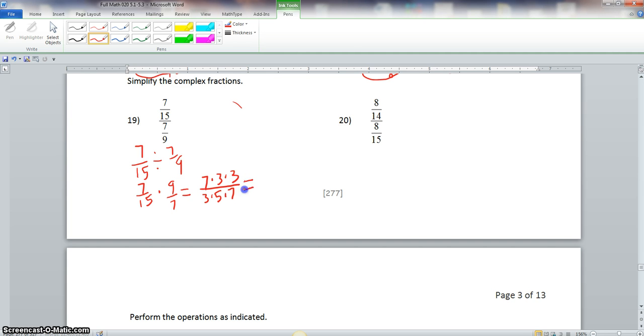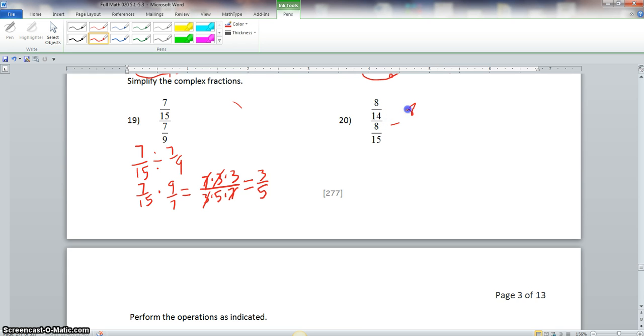Now, we go through and simplify. We have 7's in common, and we have one set of 3's in common. And for our numerator, we will have 3, and our denominator, we will have 5. So our final answer here is 3/5. Now we go to problem number 20.